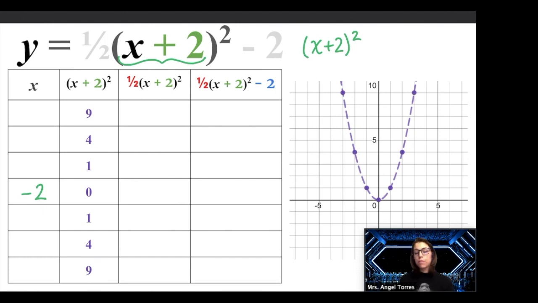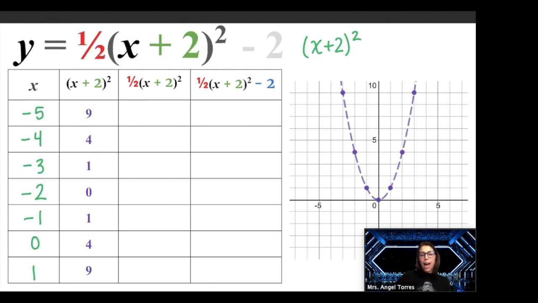From here, we can fill in the rest of the points in our table. -3, -4, and -5 will produce outputs of 1, 4, and 9. You can check that math if you want to. -1, 0, and 1 will also produce outputs of 1, 4, and 9.